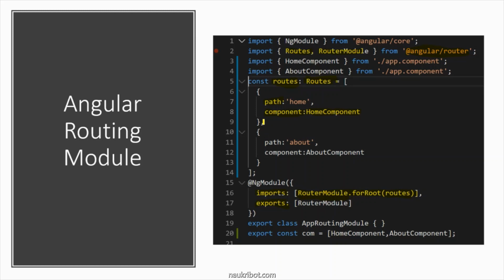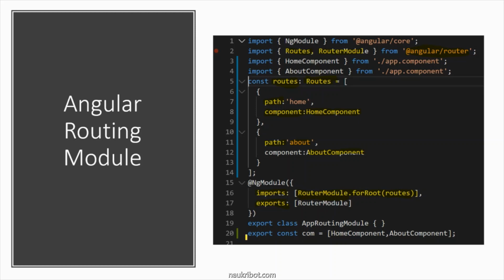Okay, in the second, again I have given the second path, like about. Whenever there is the about path, that time the about component will load. So this way we will define all the routes. Suppose there are more routes, that time we will define them. Suppose I discussed that we will create 4 routes, contact and products also. So the same way we will define for products and contacts also.